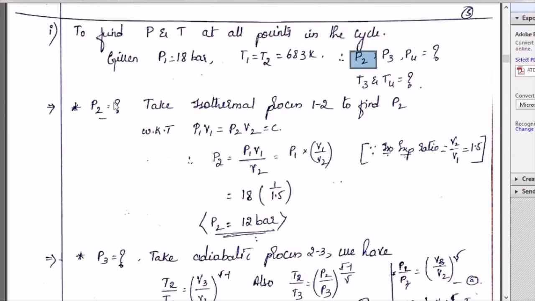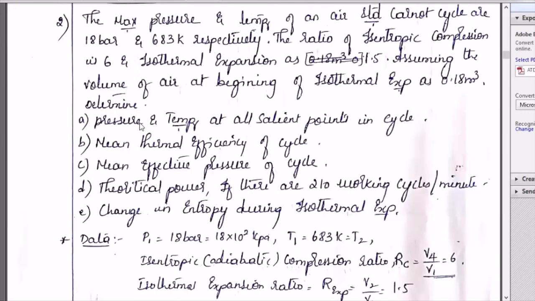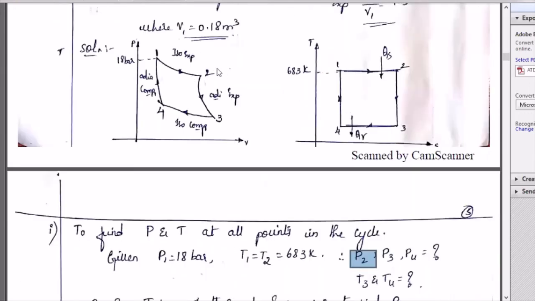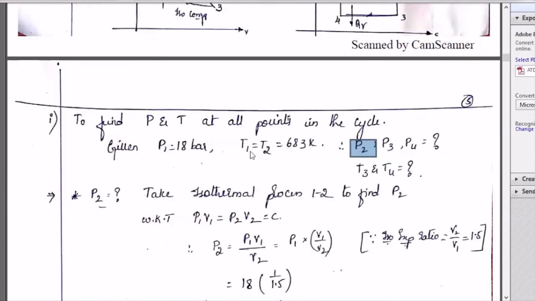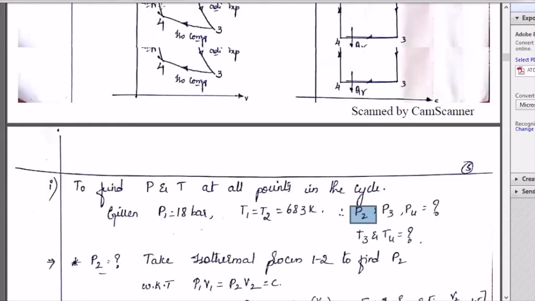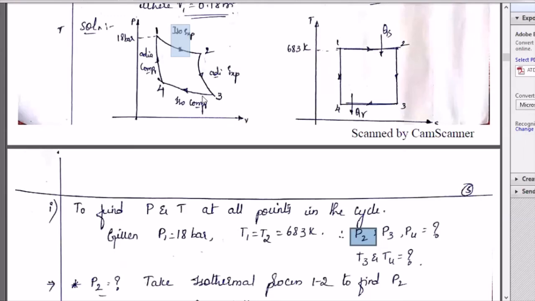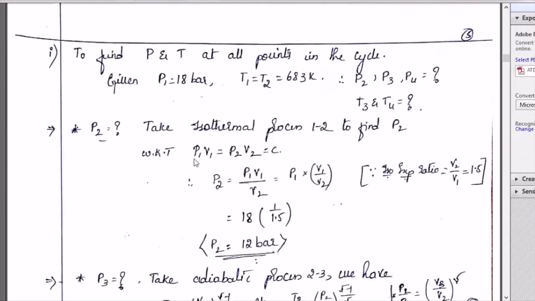To find P2, we have to go with the PV diagram. Point 2 belongs to the 1 to 2 process and also the 2 to 3 process. I can use the equation of either process to find P2. Now take the isothermal process: isothermal expansion, process 1 to 2. What is the formula for isothermal expansion?